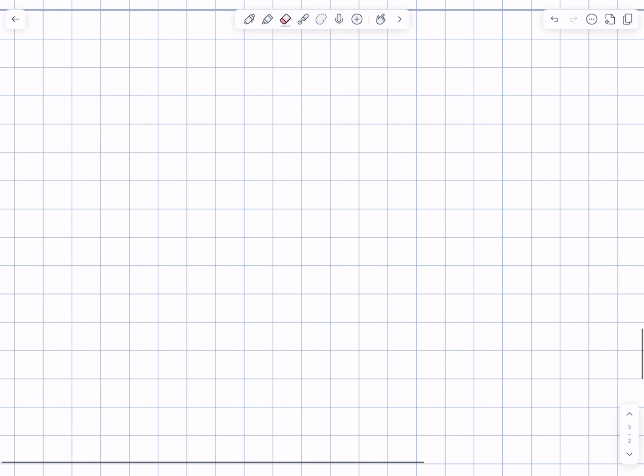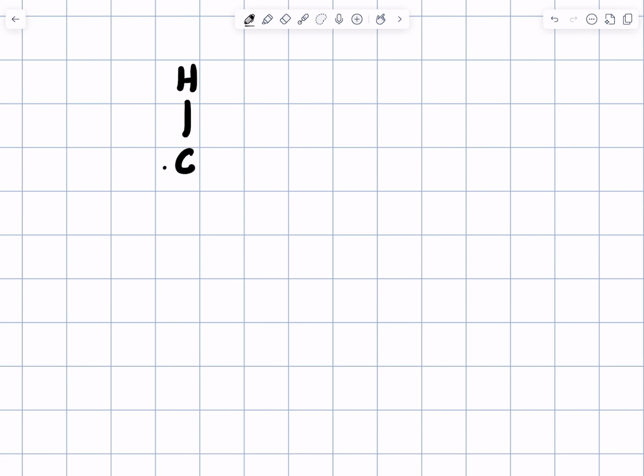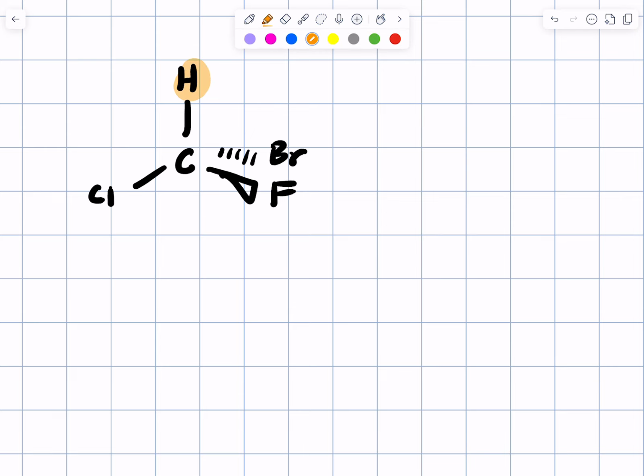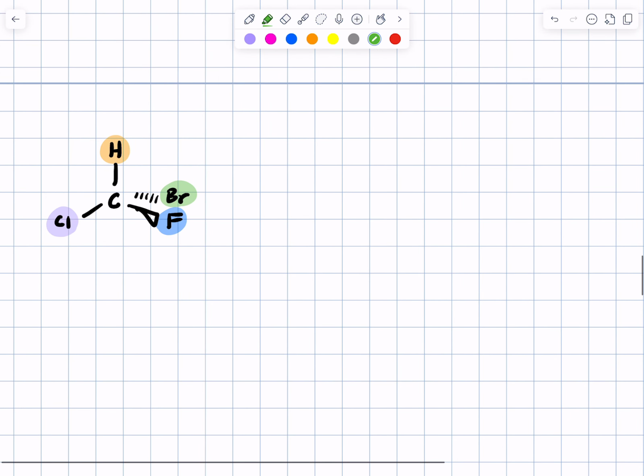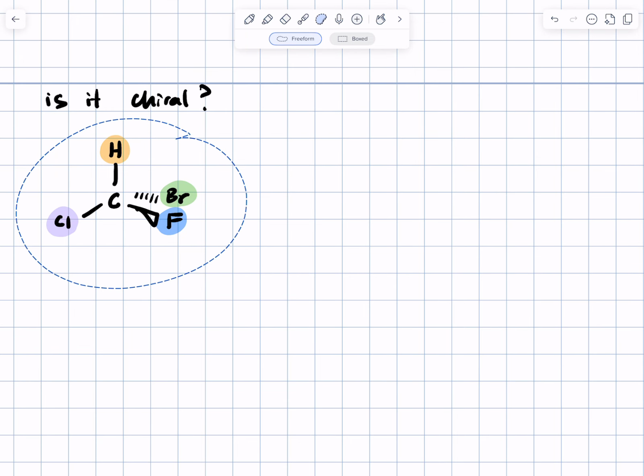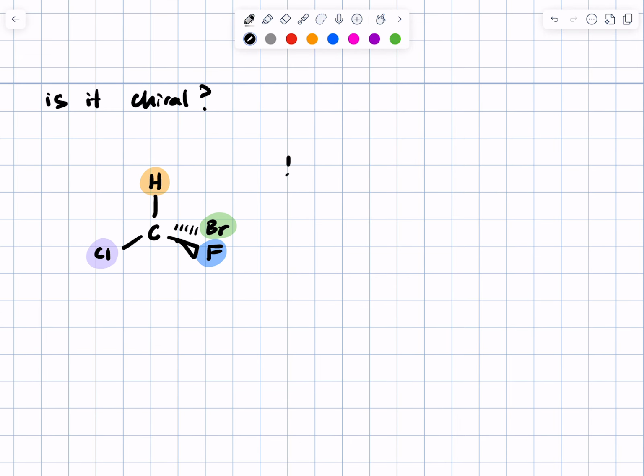And we're going to do this with a very simple molecule. And the molecule is this. So here is a hydrogen, here is a carbon, here's a chlorine, here's a fluorine, and here's a bromine. I'm not sure if this is a real molecule. I don't know how stable it is. We're going to highlight 4 different groups on this molecule. All right? And the question that you might be asked is, is it chiral? And to answer that question, you have to say, is it the same as its mirror image?